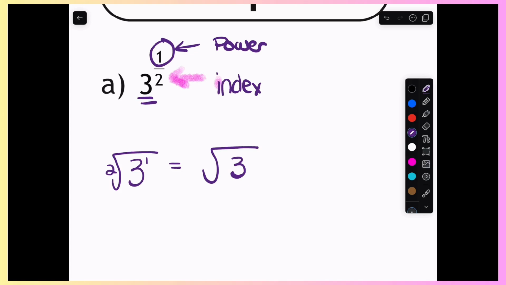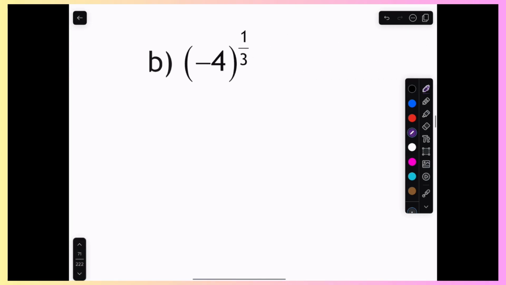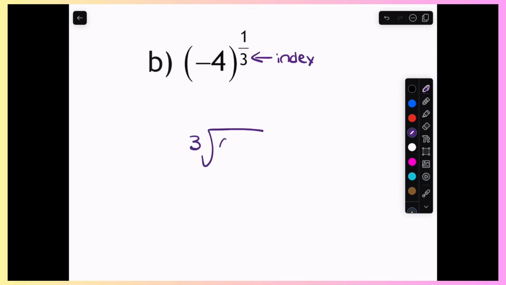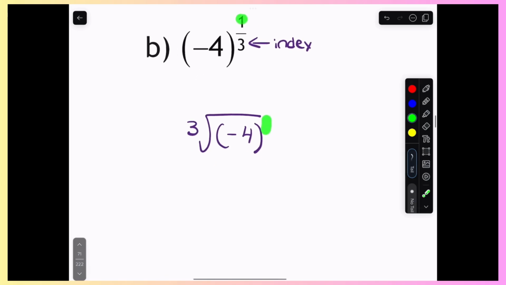Okay, let's look at the next example. So this one is -1/3. Of course, again, this becomes the index. So that makes it a cube. So this is going to be cube root. We're going to give the negative there a hug. And then there is the invisible 1 that's coming from here, but we just don't write it. So keep that in mind for our next example.